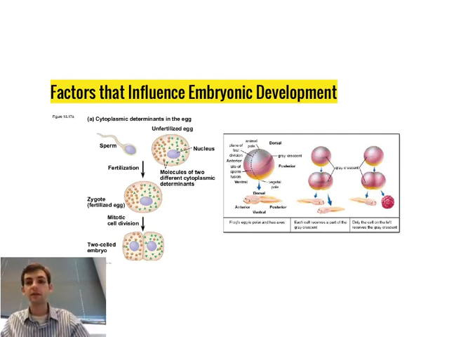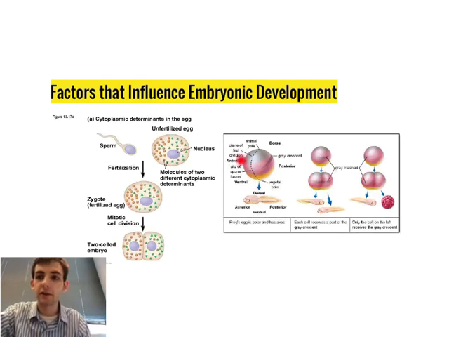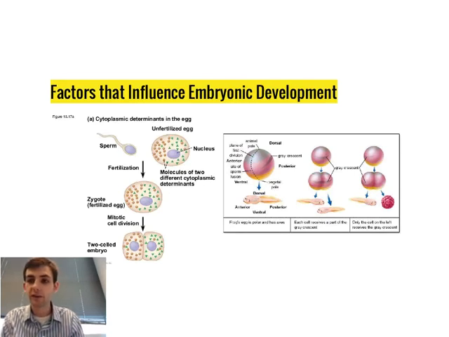The second factor that influences embryonic development is something called a gray crescent. A lot of eggs are what we call polar, meaning they're going to have different components of the egg. There's this structure called a gray crescent, and there was an experiment done where the embryo was divided in two different directions. It was divided down the middle here, and each cell got a part of the gray crescent.